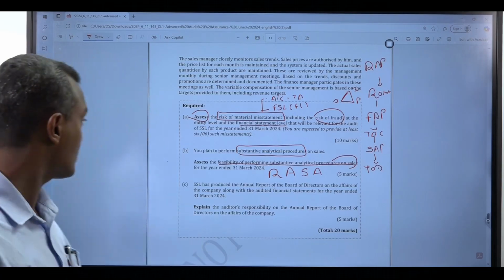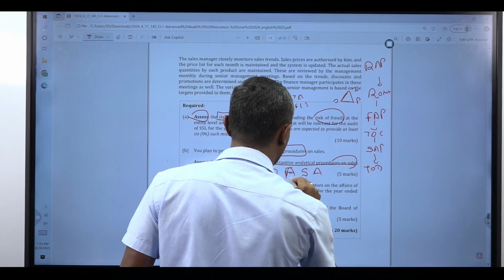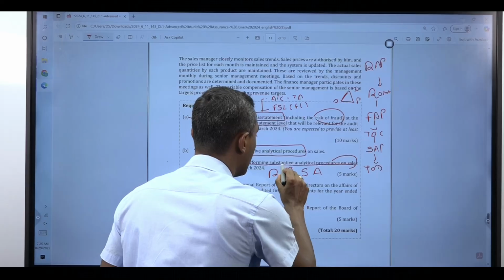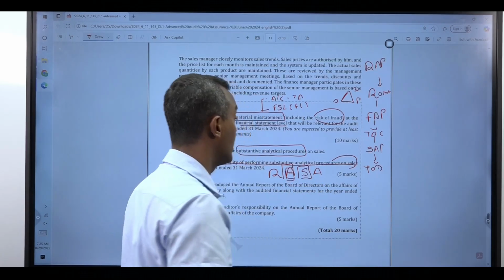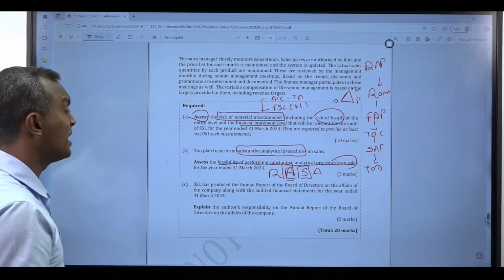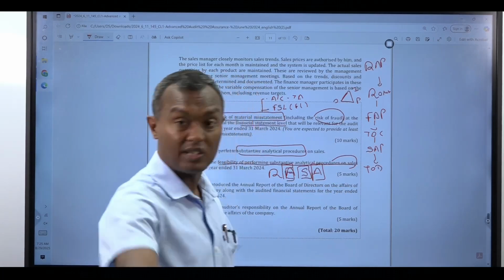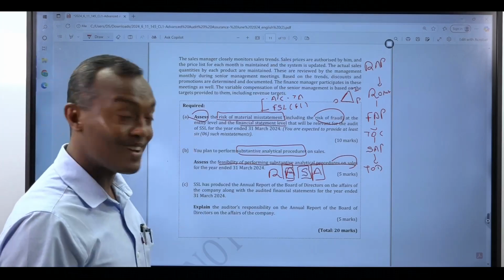A small correction there: this RESA should have an E. RESA: reliability, and expectation is the key. And whether the analytical procedure is suitable for the particular assertions. And then what is the threshold, the difference you are saying is acceptable? RESA, very powerful, right? So you know now about RESA.